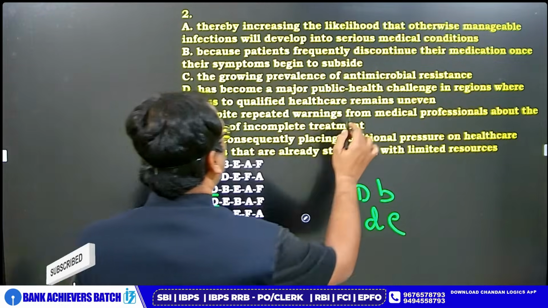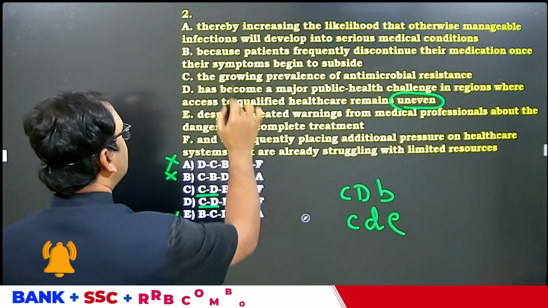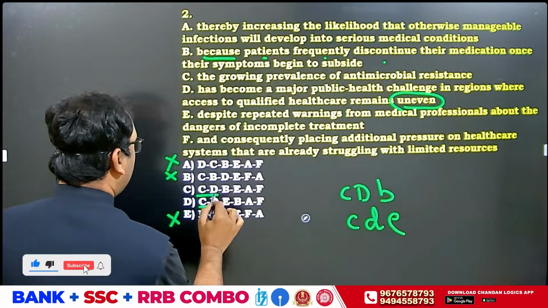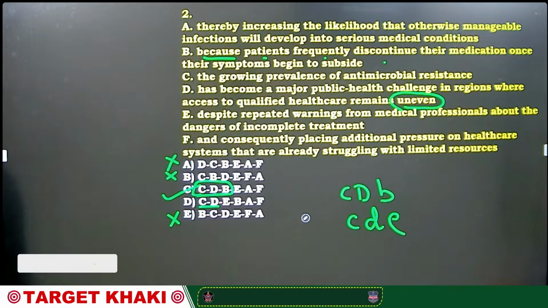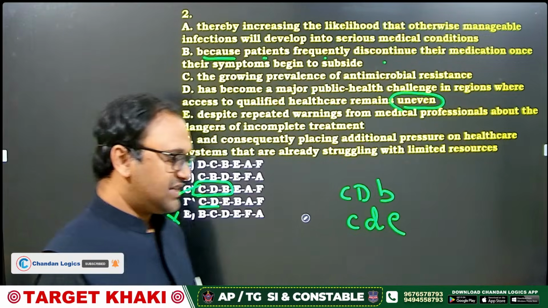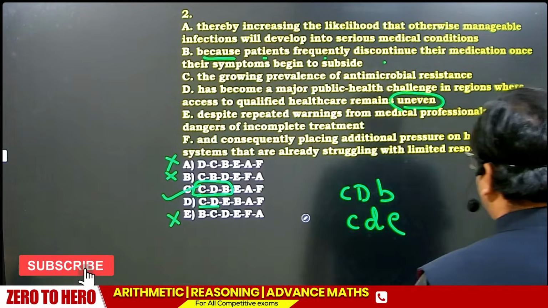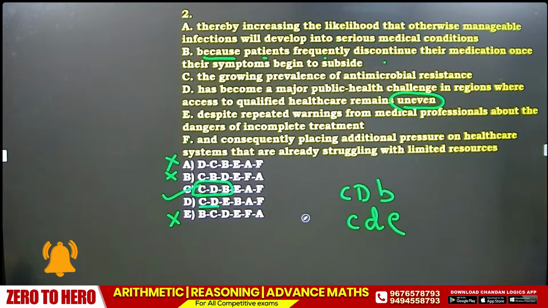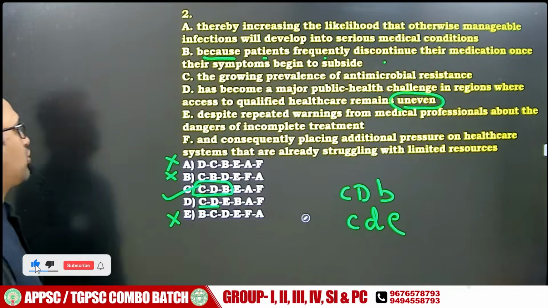See why? Why this remain uneven? What is the reason? Because patients frequently discontinue their medication. Simple. If you just read CDB, your answer is absolutely easy. I'll explain the total sequence for you now.